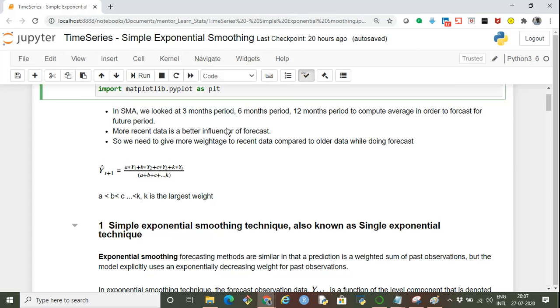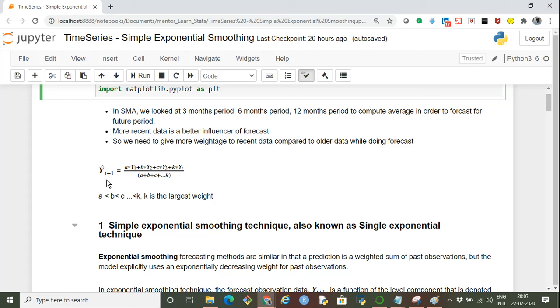Now, in simple moving average, we assigned equal weights. Basically, we gave equal weightage to all the values, whether the value was a recent value or an old historical value. However, in real time, we observe that the values which are nearby to the time period for which we are doing the forecasting should have a higher weightage compared to very old historical data. So this is what is done in simple exponential smoothing. It gives more weightage to the nearby values and less weightage to the older values, based on which we do the forecasting.